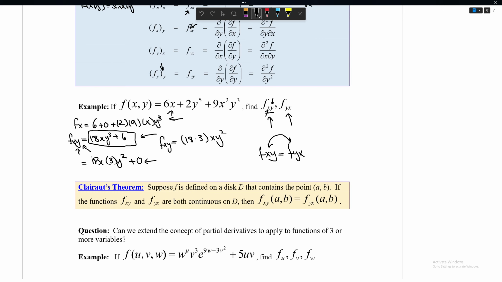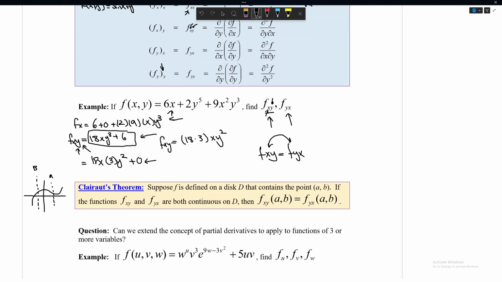Okay, so suppose f is defined on this D, so f is defined on your domain that contains the point a, b. If the functions fxy and fyx are both continuous on D, so on your range, your function is continuous, if that's the case, then fxy equals fyx. So, if they ever tell you that you have a function that is defined on D, and it contains a point a, some point they select, and a point b.